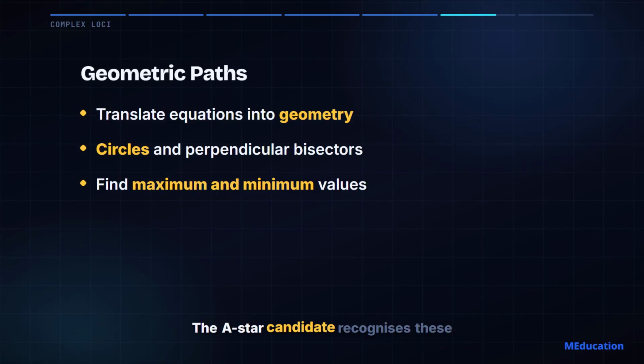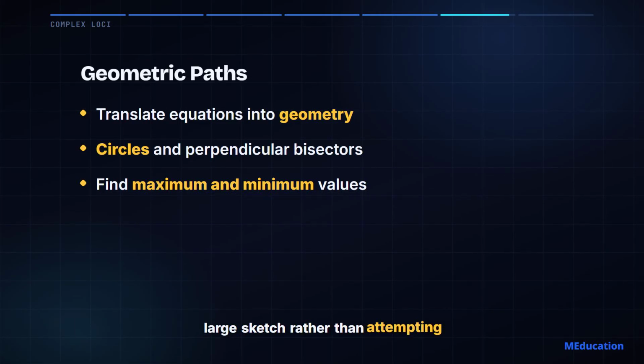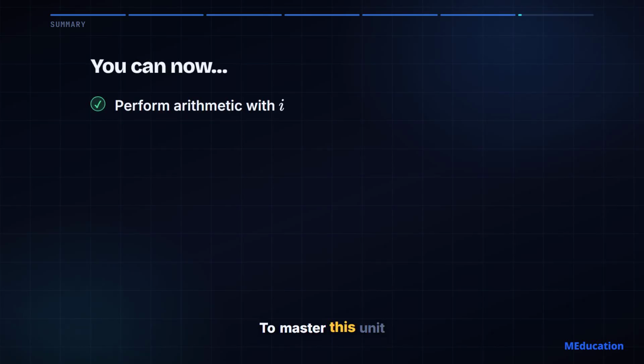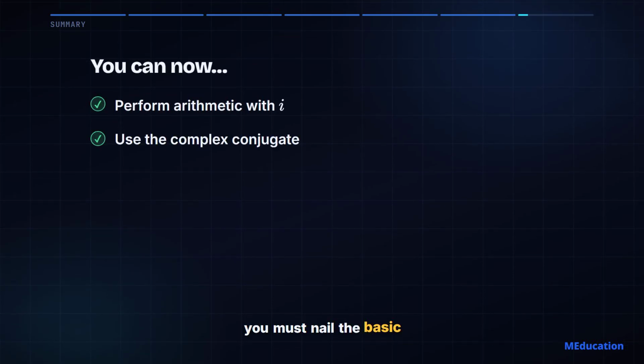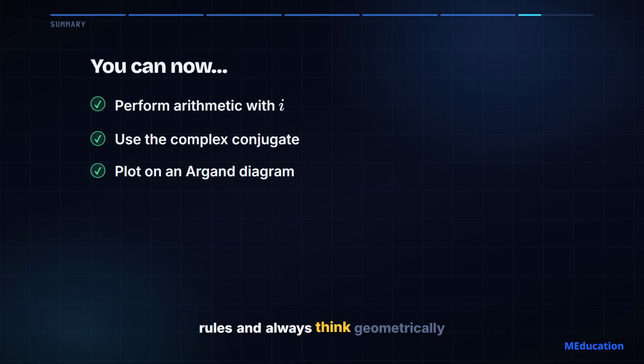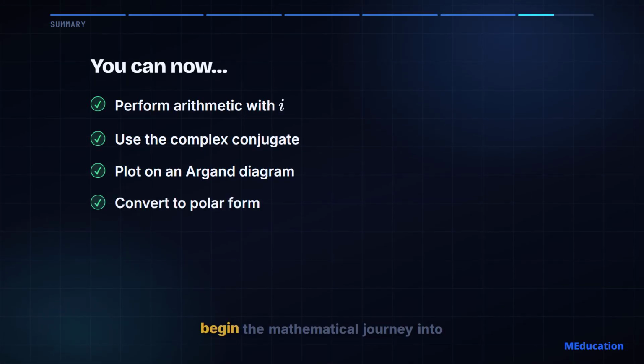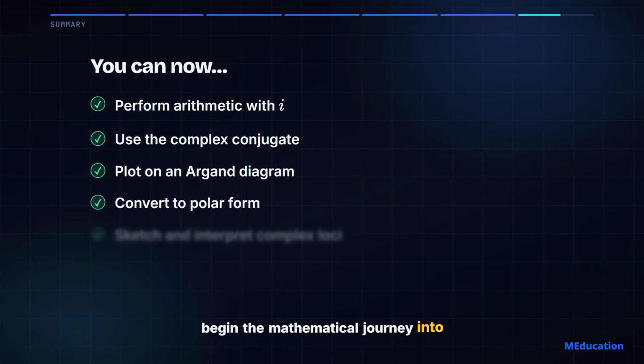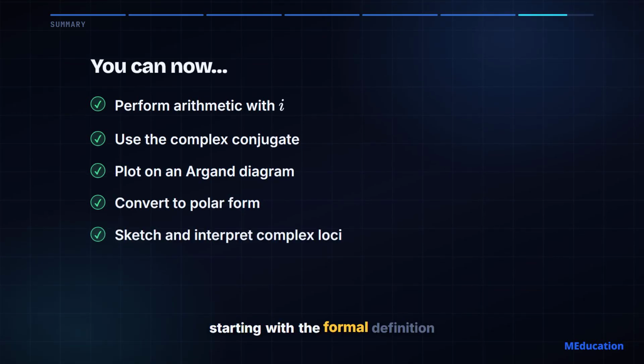The A-star candidate recognizes these as geometric puzzles, solving them with an accurate, large sketch rather than attempting messy algebraic substitutions. To master this unit, you must nail the basic arithmetic, memorize the polar multiplication rules, and always think geometrically when dealing with loci. You are now ready to begin the mathematical journey into the complex plane, starting with the formal definition of the imaginary unit and the square roots of negative numbers.